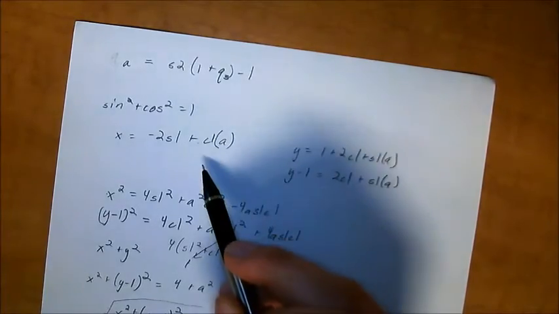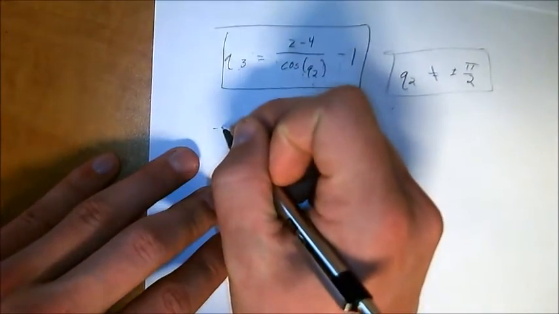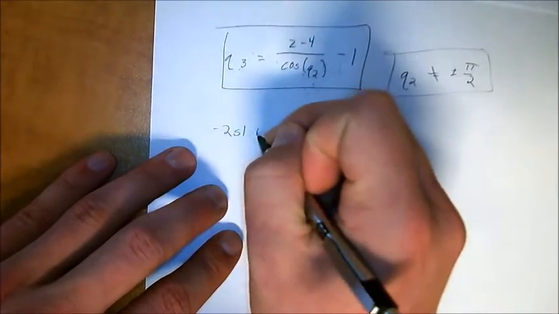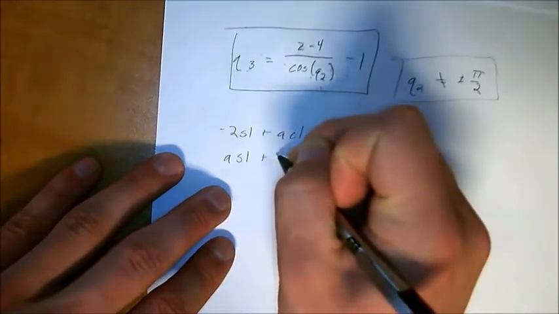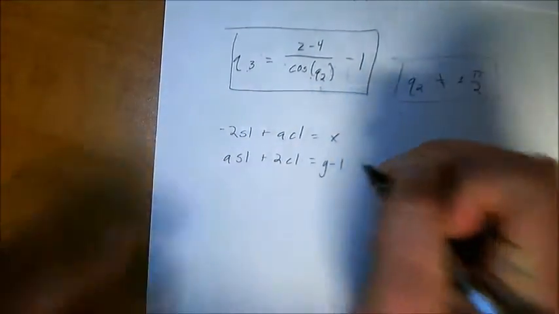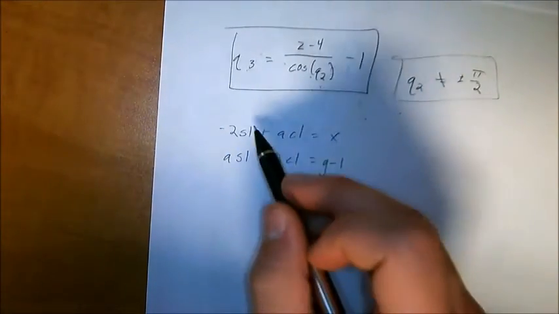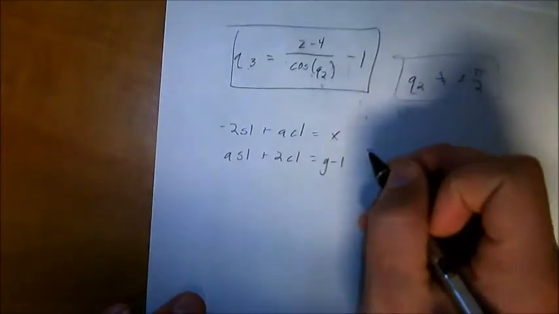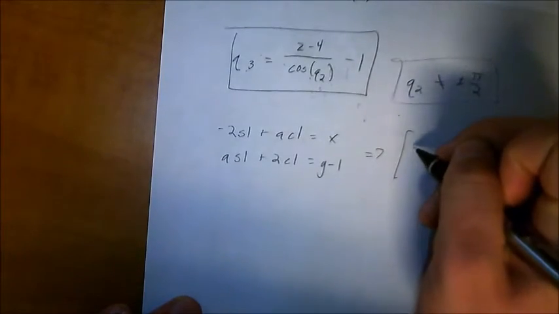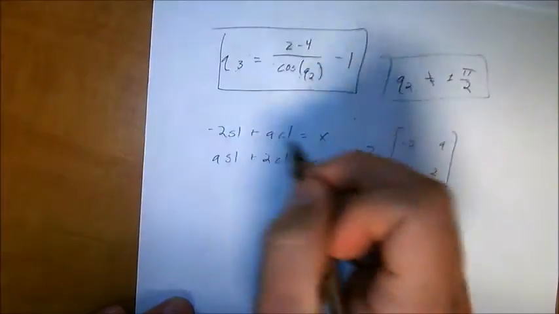Now solving for q1, I'm going to go back to these two equations up here that we defined earlier using a and the first two parts of the matrix in the forward kinematic vector. So I've got negative 2 S1 plus A C1 is equal to x. Then I've got A S1 plus 2 C1 is equal to y minus 1. Now you may notice that we have a pretty nifty lineup like this because it's all formed so that it can actually be turned into a matrix, which we're going to do right here.